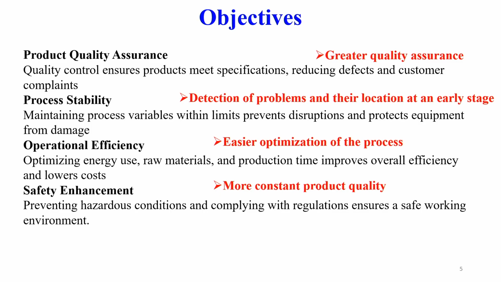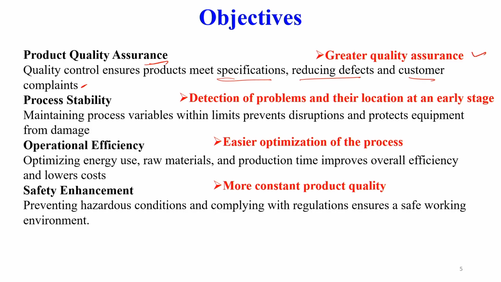So, what is the objective of process control? First is product quality assurance. The quality control ensures the product meets the specification, and it reduces the defects and customer complaints. So, what are we achieving? We are achieving greater quality assurance by applying process control.